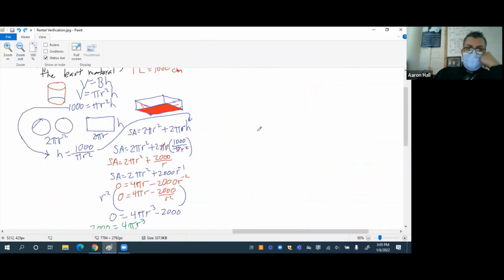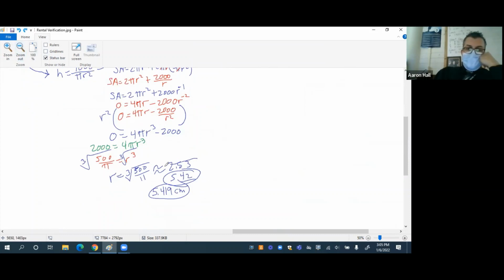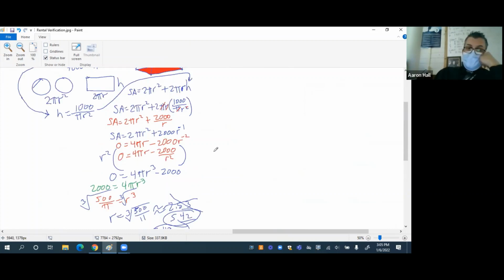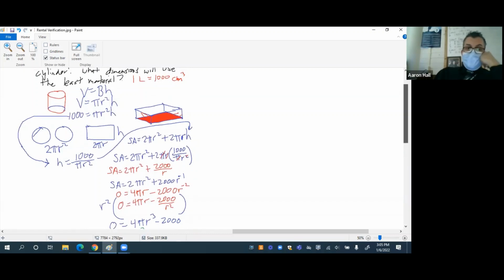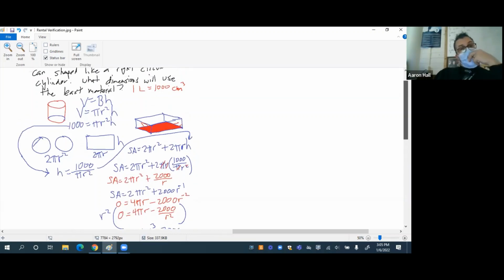Let me zoom out so we can see more of the stuff. We found that our answer is 5.419 as our radius. How do I find the height? Is there any information here that would help me find the height? Eleanor?